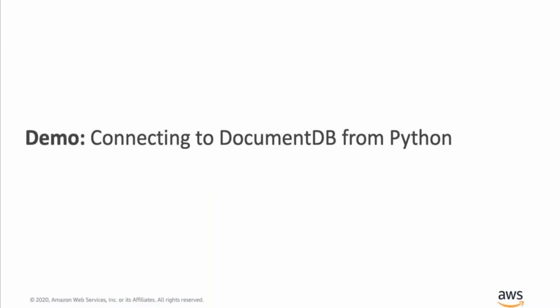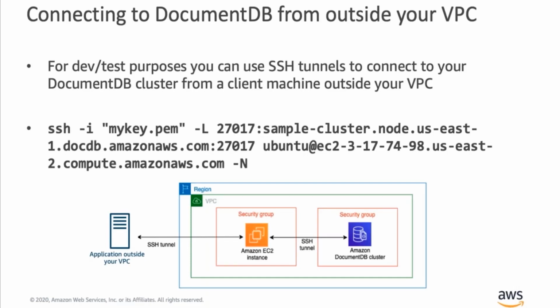So going back to our content today, in addition to connecting from the Mongo shell and client drivers, we often hear from customers that they would like to connect to DocumentDB from their local laptop or their client machine, which live outside of an AWS VPC. So like I mentioned, DocumentDB by itself is a VPC-only service. But if you do want to connect to DocumentDB from outside your VPC for dev test purposes, you can use an EC2 instance as a jump box.